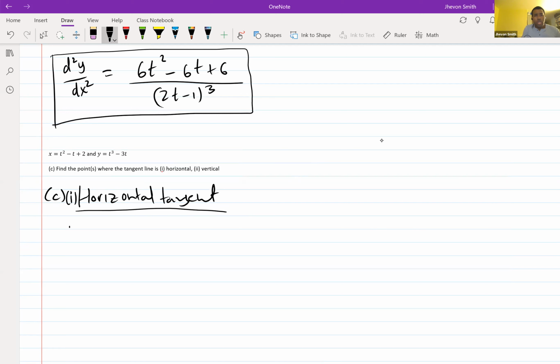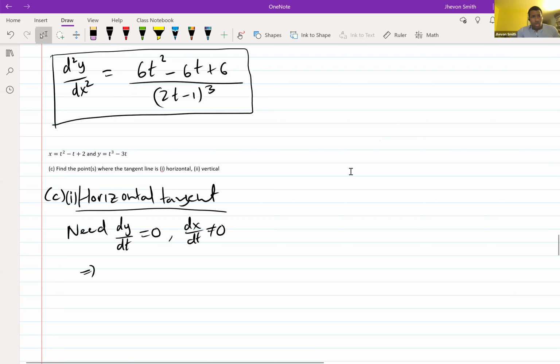So remember, we need dy dt equals 0, dx dt not equals 0 at the same time. So this means our dy dt, this means 3t squared minus 3 must be equal to 0. Of course, that means t equals plus or minus 1. And you will just make a note here.